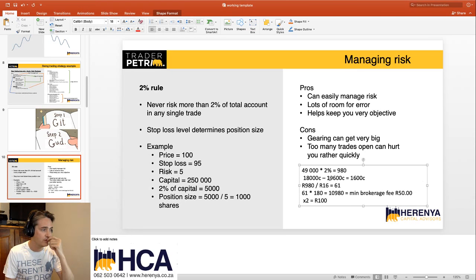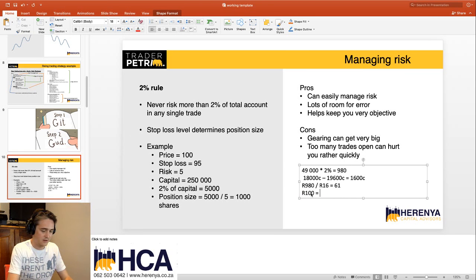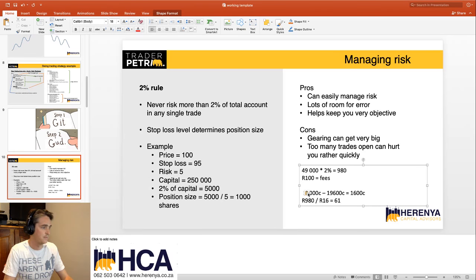So now what you have to do is include that 100 Rand in your 980. So we're going to delete all of that, and we're going to say 100 Rand equals fees. And let's even move that there. Okay. So we can take 980 risk.